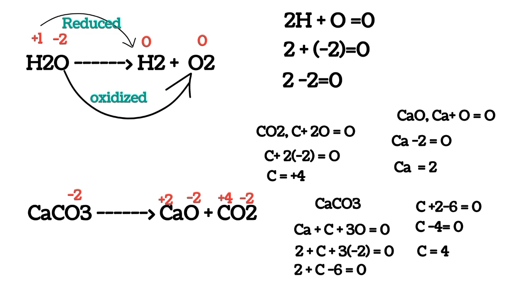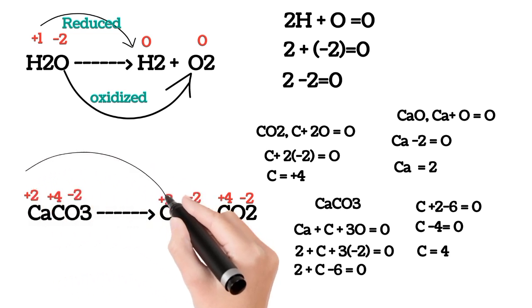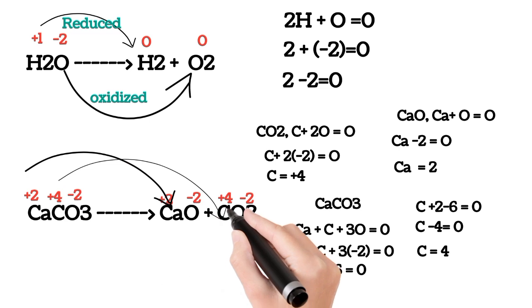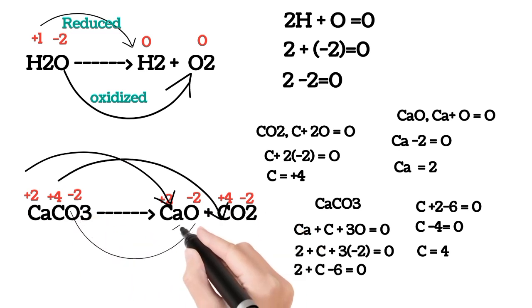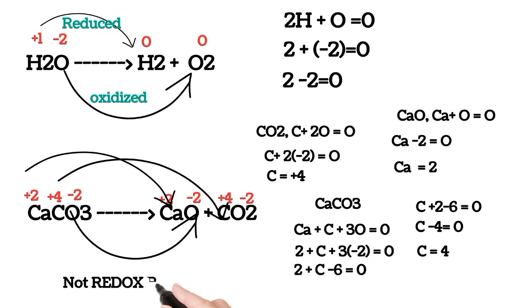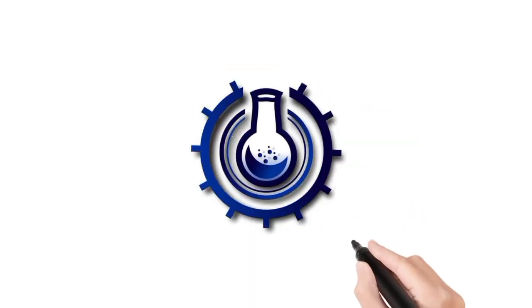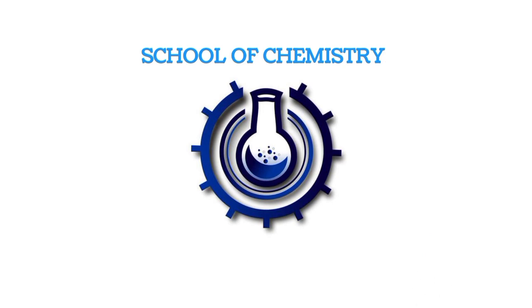That means that in calcium carbonate, calcium has an oxidation state of plus 2, oxygen has an oxidation state of minus 2, and carbon plus 4. Let's look at the change in oxidation state. Calcium has plus 2 changing to plus 2, so there is no change in oxidation state. Carbon from plus 4 to plus 4, no change in oxidation state. Oxygen from minus 2 to minus 2, there is no change in oxidation. Therefore, this is not a redox reaction. You understand? Because there is no change in oxidation number.